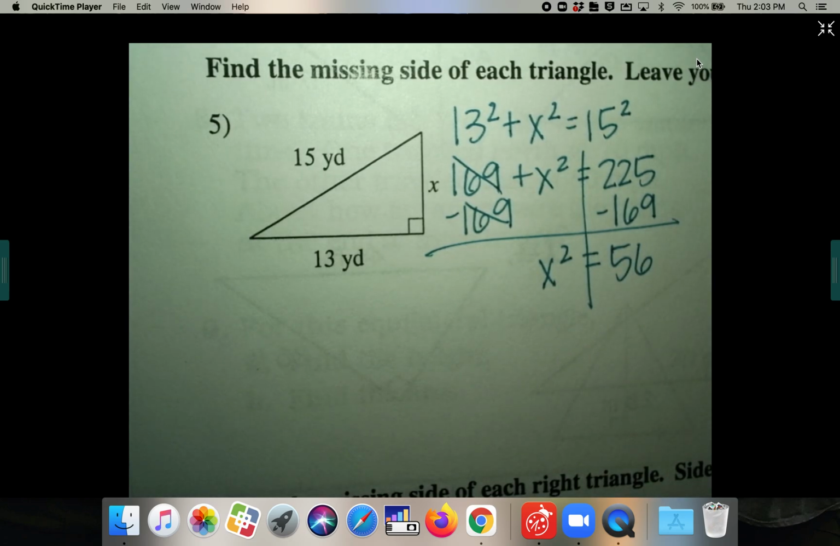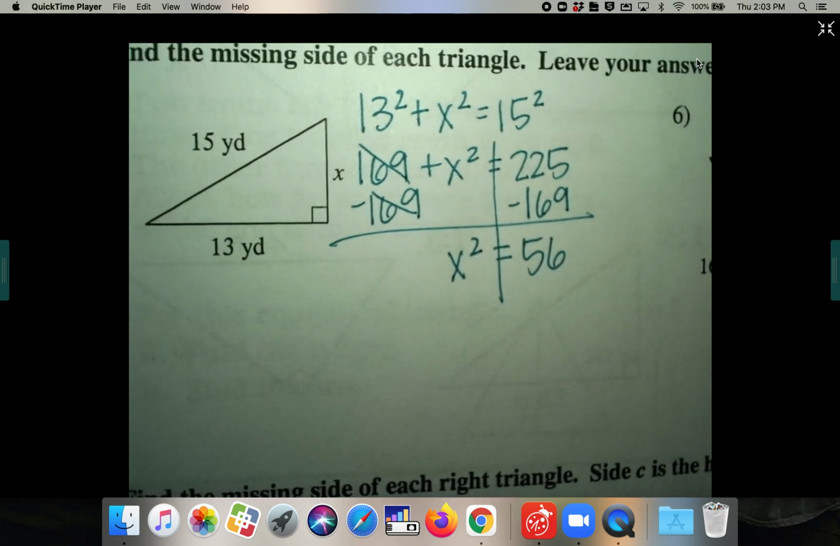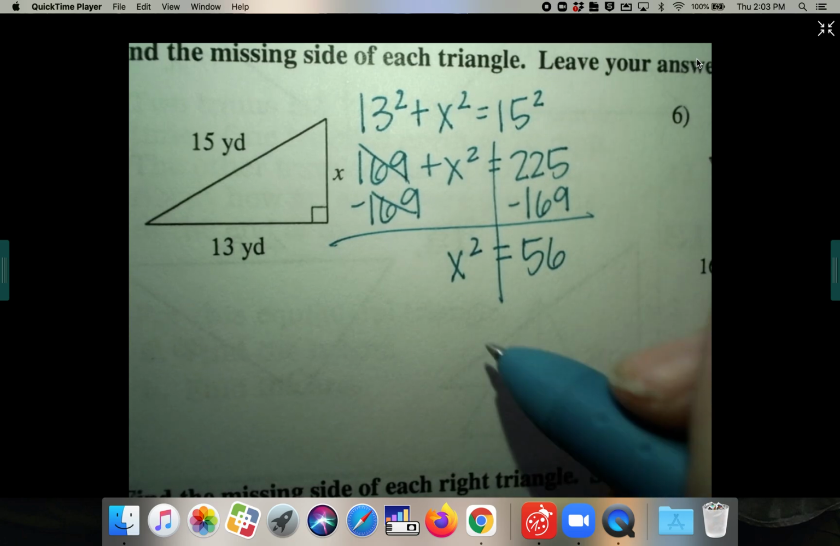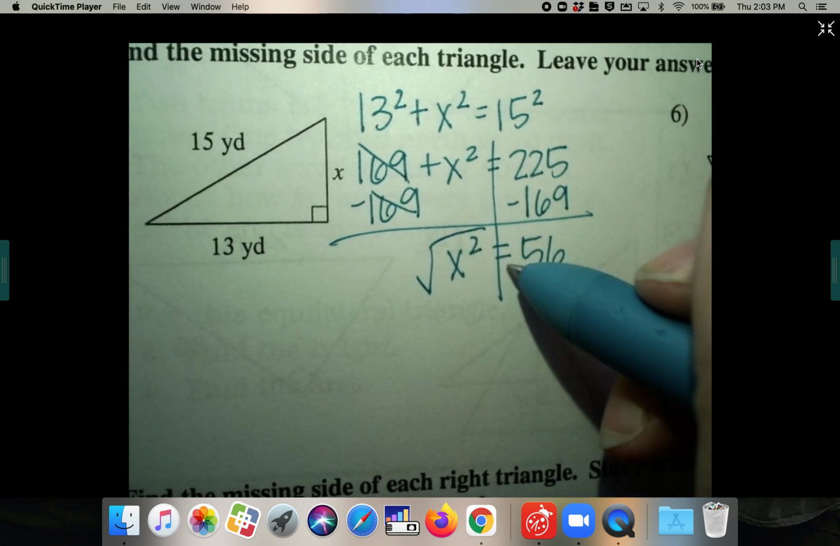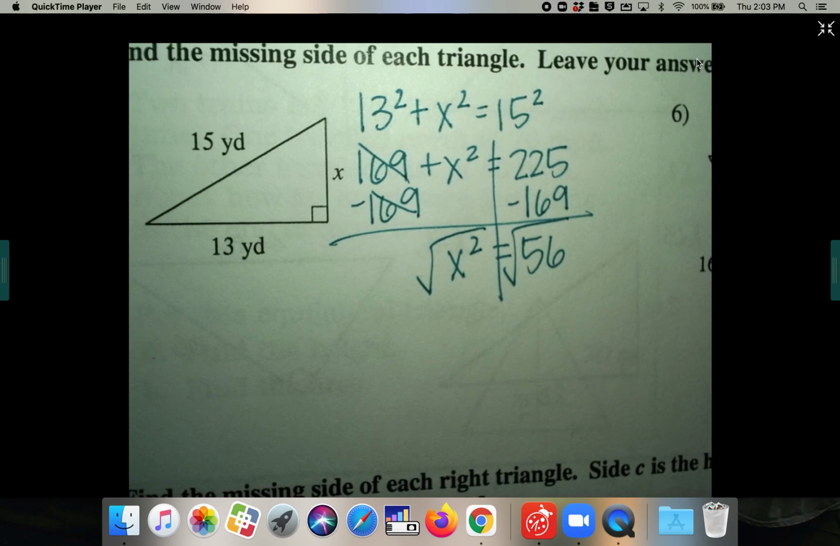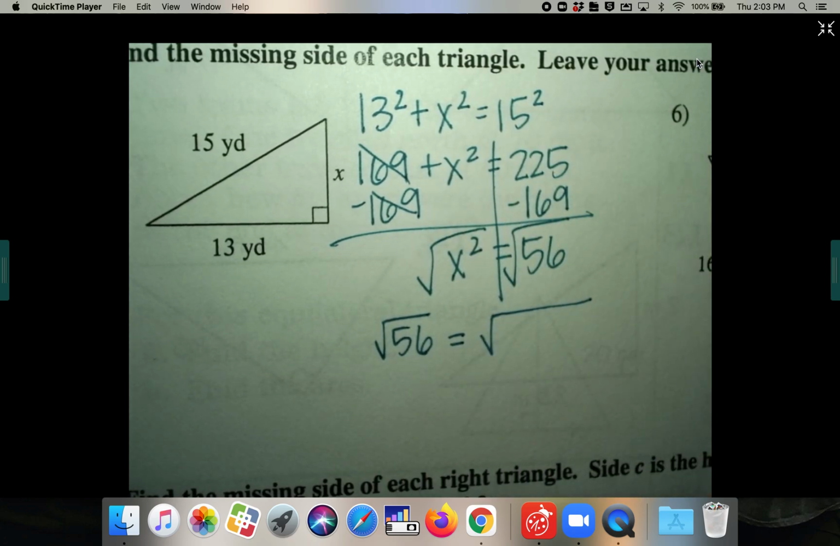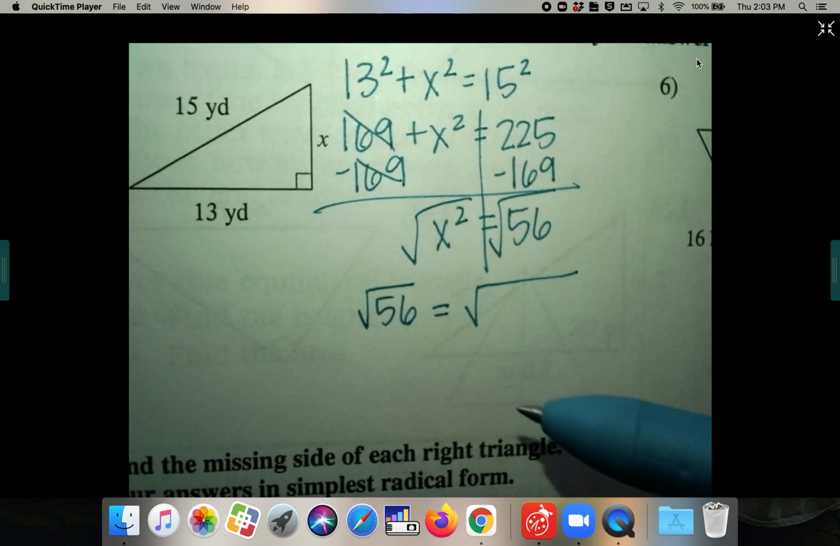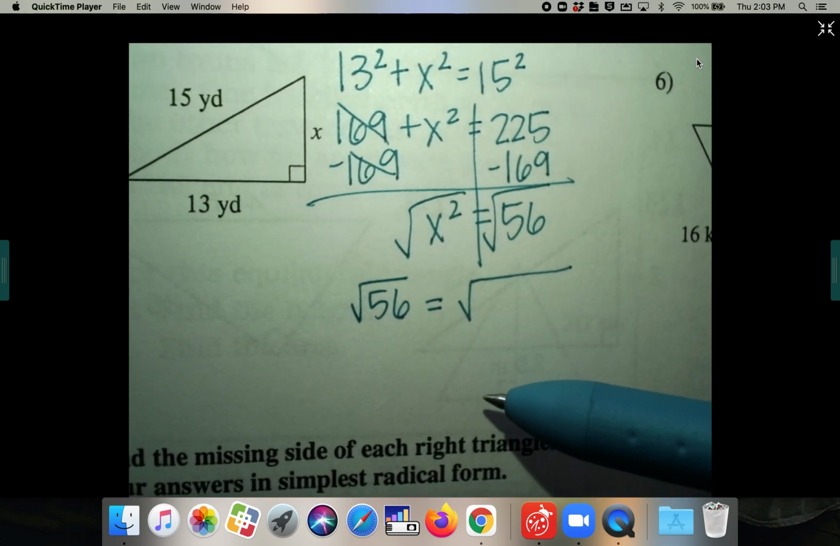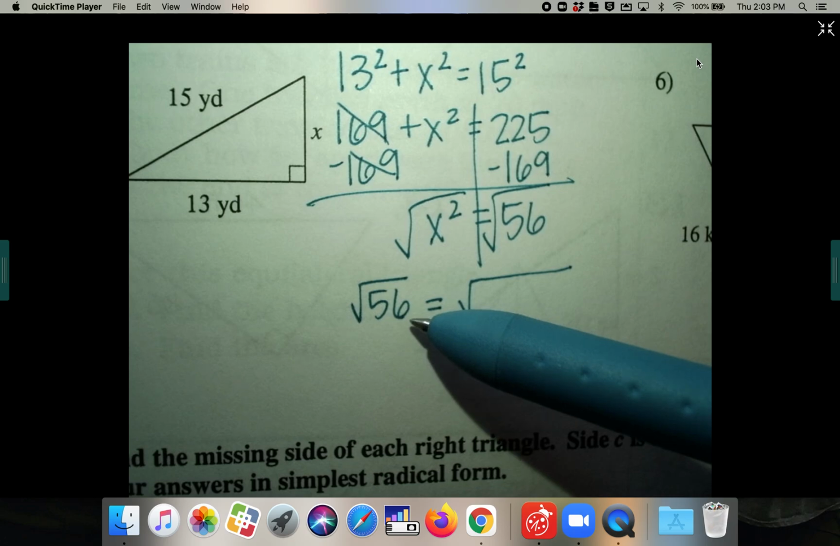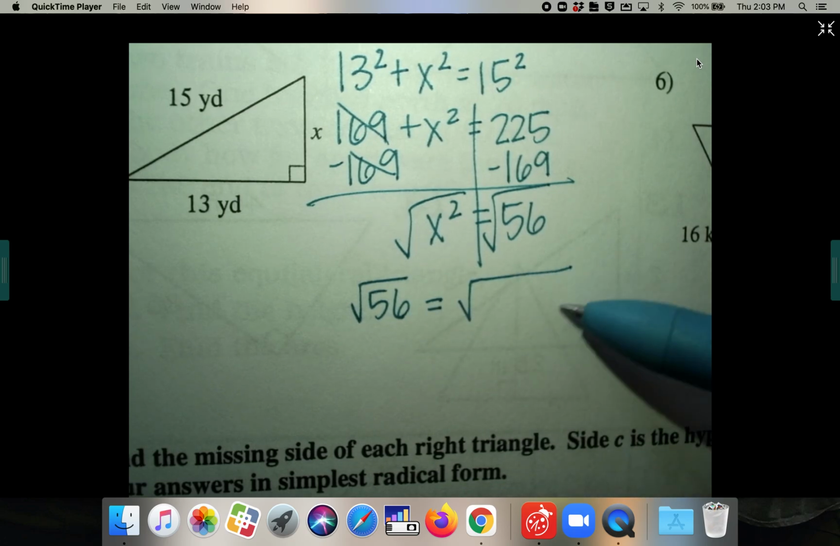Okay, here's where we need to talk about how to simplify radicals. For it to be the square root of 56, I need to think of 2 numbers at least, because we might have to break it down again, but we might get it right on the first time. What times what equals 56, and one of them at least has to be a perfect square.